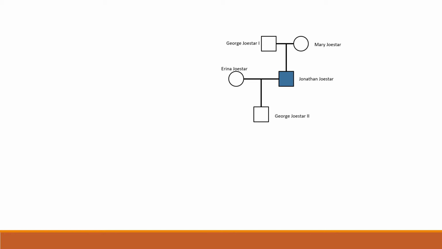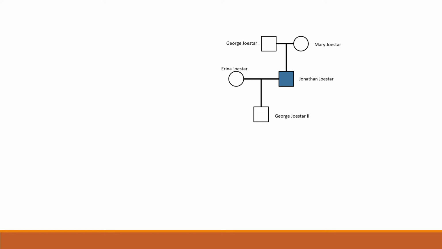to start out with George Joestar I and Mary Joestar. These are both non-Hamon users who had a son, Jonathan Joestar, who is a Hamon user. Jonathan married Erina Joestar and had one son, George Joestar II. Neither of those two are Hamon users.